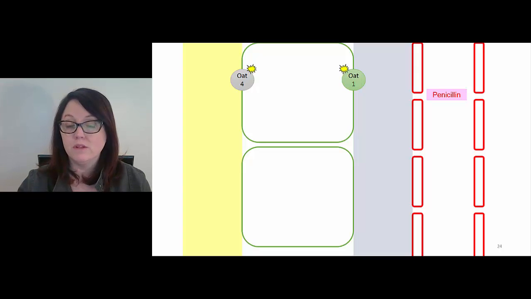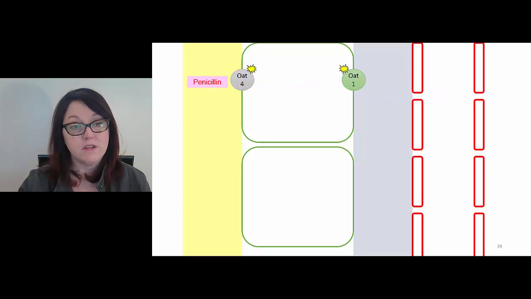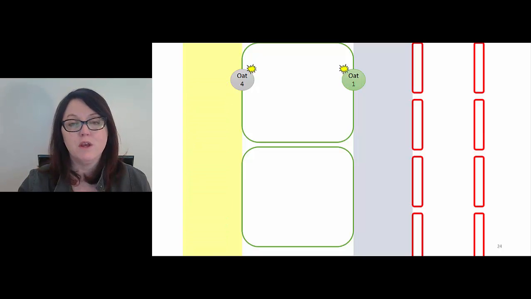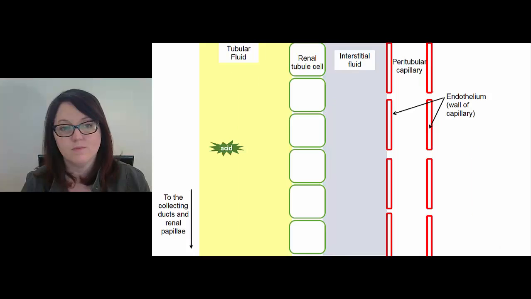So the penicillin will leave your peritubular capillaries, and then it will be transported across your renal tubule cell membranes using active transporters. These active transporters are called OAT transporters. And now the penicillin is in your tubular fluid, and it can be excreted through the process of urination. So that's just our penicillin traveling with the rest of our tubular fluid down our collecting ducts, and eventually will be excreted outside the body.